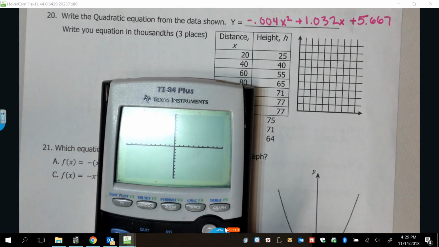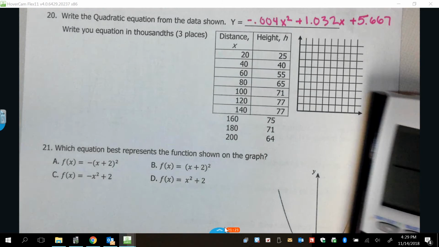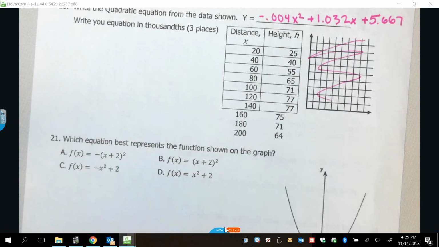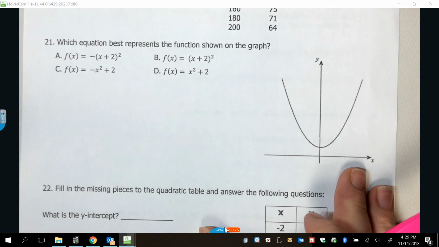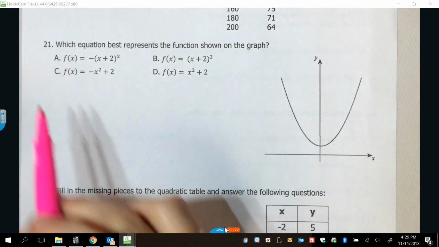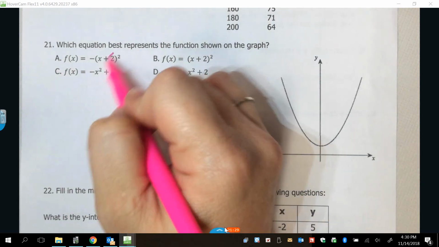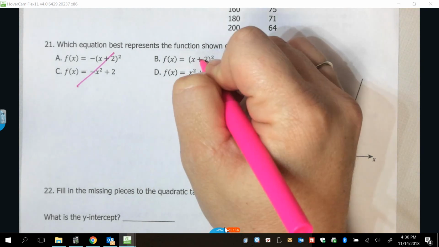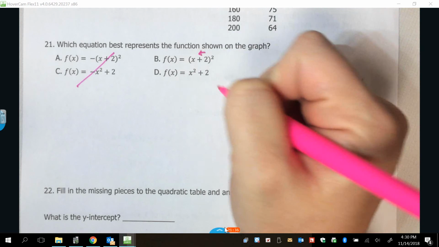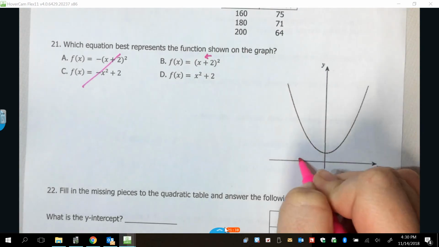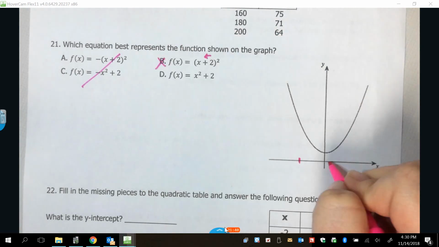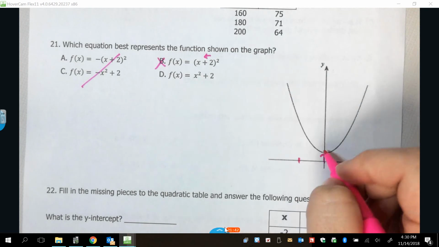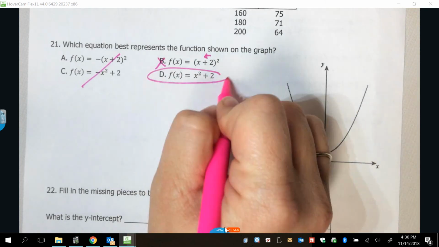Now if I were to graph this, you see I don't even see anything because these numbers are huge. Don't worry about graphing it. 21. I don't even want you to use a calculator. Technically you could. You could plot all these in your calculator and you would cross these out because those are open downwards. Remember, inside to the left, plus 2 is to the left. Did this move to the left 2? No. This went up 2, which is outside plus, so this is D.